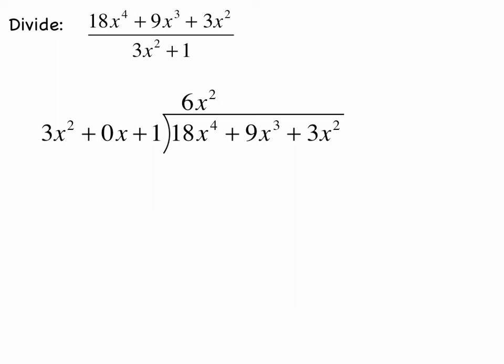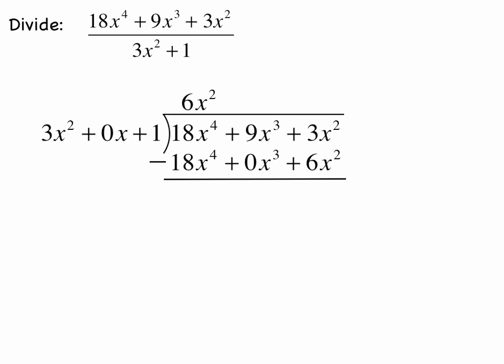18x to the fourth. Notice there's three terms that I'm dividing by, but that's fine. We're still just using the 3x squared. So it's 18x to the fourth divided by 3x squared is 6x squared. I'm multiplying the 6x squared back again. I'm multiplying it back by all three terms now. Then I subtract. Notice how everything's lining up. The x to the fourths are lining up. The x to the thirds are lining up. The x squareds are lining up.